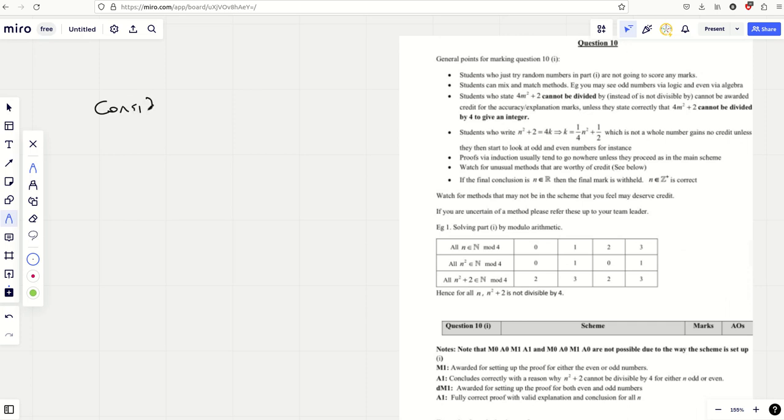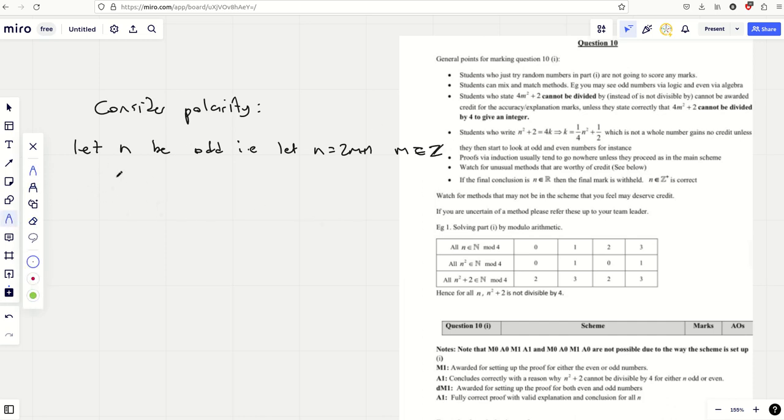Consider. It's called polarity actually when you consider odd and even cases. Consider polarity. Let n be odd, i.e. let n equal 2m plus 1, where m is a member of the natural numbers, yeah? Or let's have integers. Yeah, okay, then what we're going to get, 2m plus 1 squared plus 2.